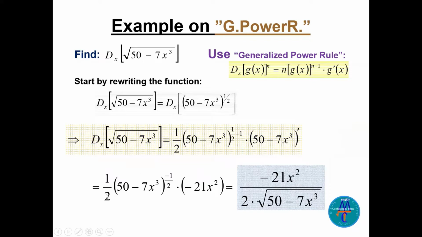So half, we bring it down. Half minus 1 is minus half. The derivative of 50 is 0, and for minus 7x cubed, the derivative will be minus 21x squared. Simplify everything and you will get minus 21x squared divided by 2 square root of 50 minus 7x cubed. I can bring the power minus half to the denominator, where it becomes power half, and power half is the square root. So that's an example here.